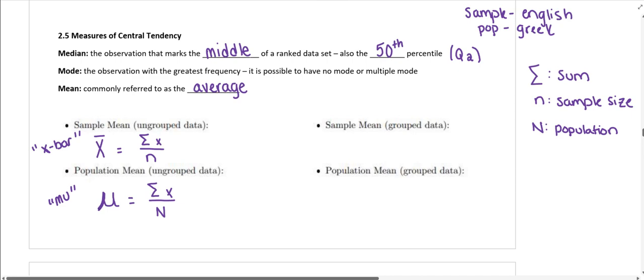Now, when your data is grouped, remember we had that example where we were looking at ranges of test scores. So you're going to need to find a midpoint of your data. So we're going to introduce M for midpoint. And that's just going to be the middle of the groupings. So for a sample mean, that's going to be X bar equals the sum of your midpoint.